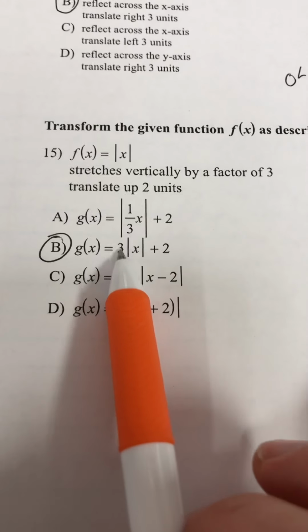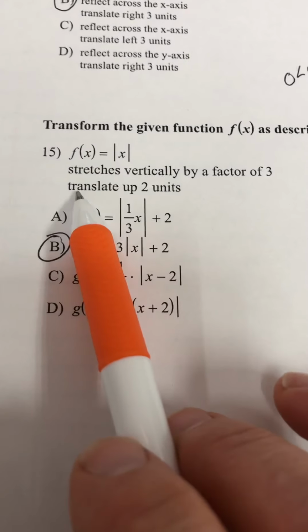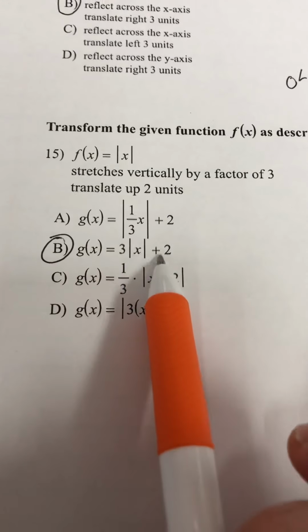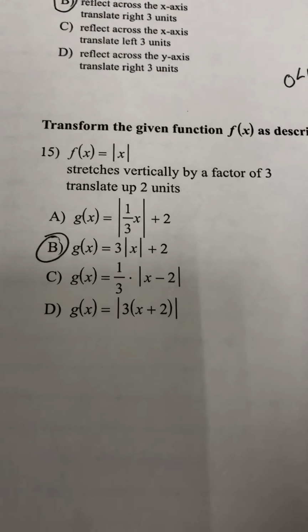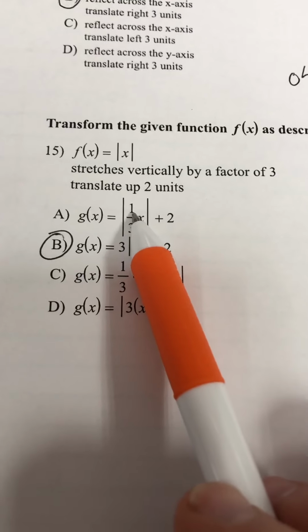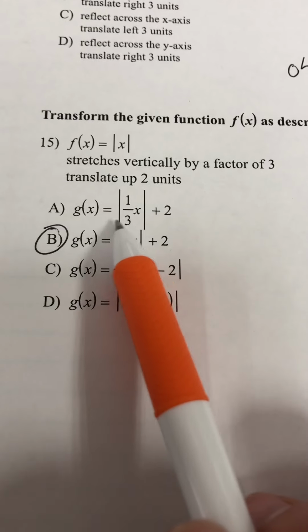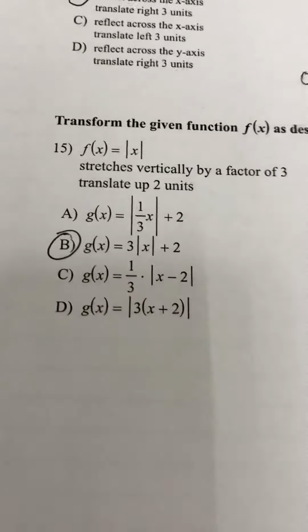So we're going to multiply the outside by 3. That's the only one that does that. And then it's going to translate up 2 units, and it goes up 2 units. That plus 2 has to be on the outside. Okay? This would be a compression or a shrink. Plus it would have to be on the outside. So it doesn't make any sense. So B is your answer for that one.